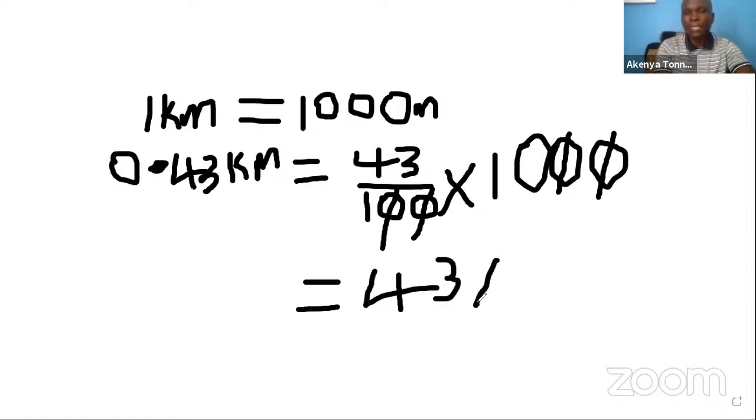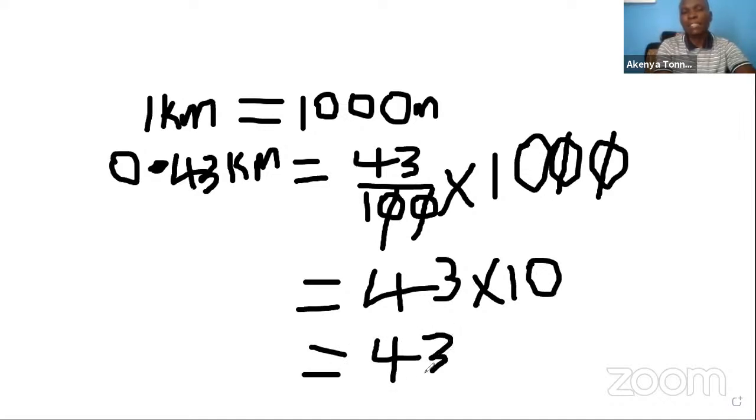Multiply by 10. So that is basically how learners have arrived at 430. So thank you so much. This has been a very wonderful example. So this is how you change a decimal number to a whole number. Okay, let's continue.